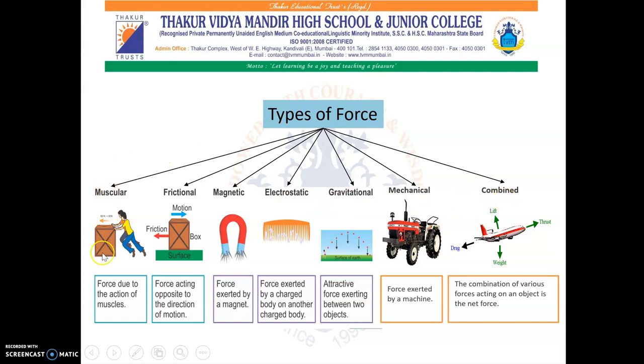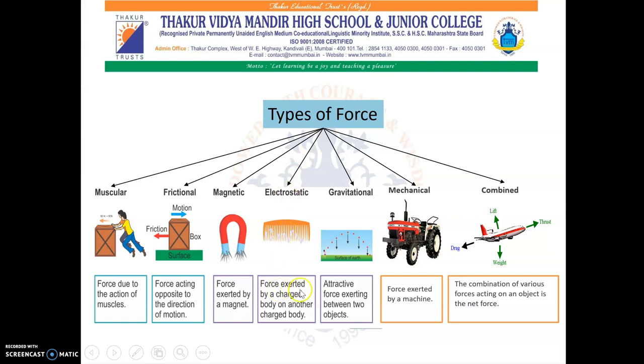The first one is the muscular force. Force due to the action of muscles. Second is frictional force. Force acting opposite to the direction of motion is the force of friction. You can see the motion is in the right direction and the frictional force is acting towards the left. Third one is the magnetic force. The force exerted by a magnet is called the magnetic force.